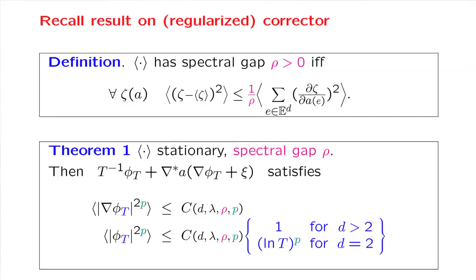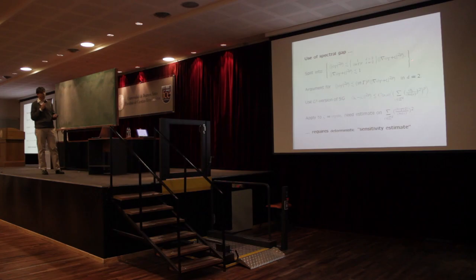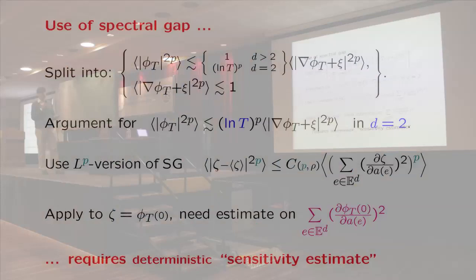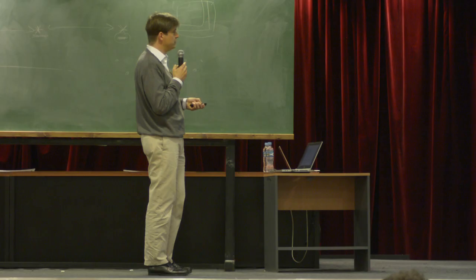So the moment bounds, you can split them into two statements. The first statement tells you that the 2p-th moments of the corrector are estimated by the 2p-th moments of the current. And then there is an easier argument, where you can go different routes, which tells you that all the moments of the current are bounded. So let me show you the argument of how to bound the moments of the corrector by the moments of the current. So that's the difficult direction.